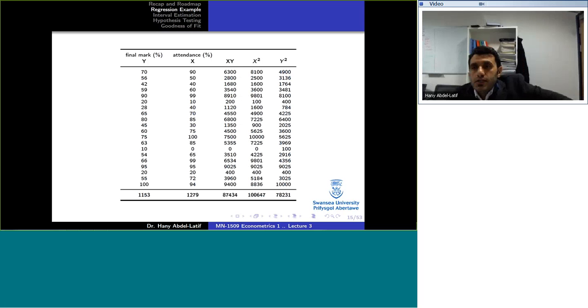So here's what you need to do. This is the actual data. You have the first column, the dependent variable final mark, which is y, and attendance, which is x, and now you need these three columns. You need x times y, so you multiply this by this. Then x squared, so you square each value in this column, and then y squared. Do the same thing for y. Then you sum the first column, the sum of y, the sum of x, the sum of xy, the sum of x squared, and the sum of y squared.